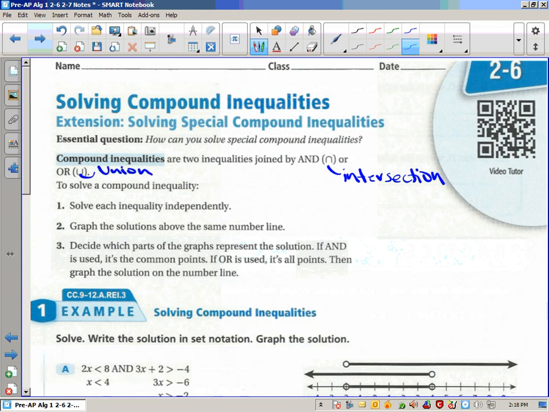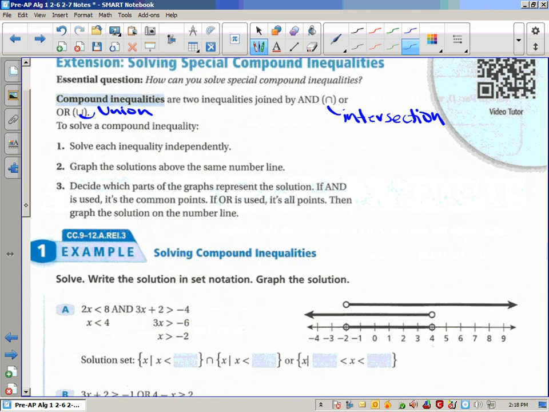You see these symbols a lot again in functions where you have graphs and there's maybe more than one on the same graph. We'll talk more about it later on in the course. So our steps are, when we have a compound inequality, solve each individually, graph them above the same number line, and if you have parts that overlap, that will be "and." If you do not, and they just go in separate directions, that's "or."